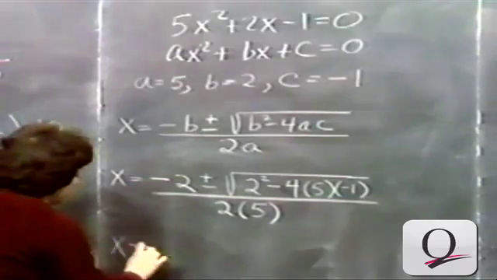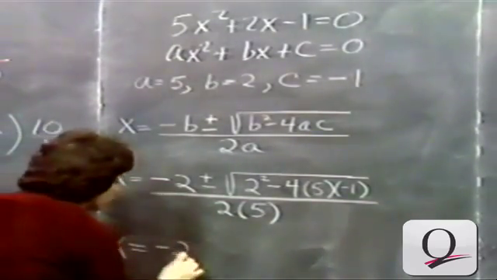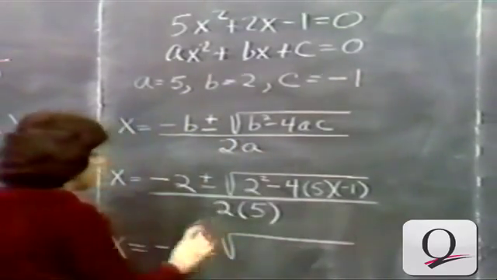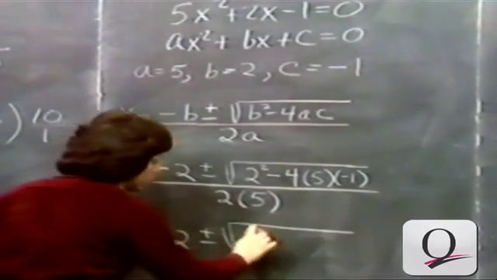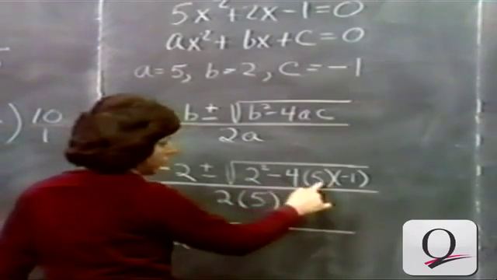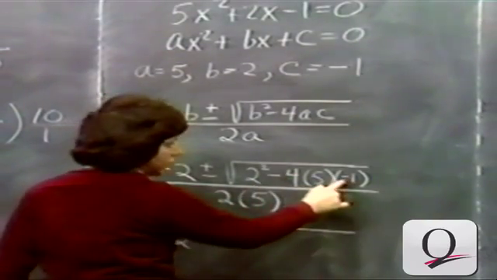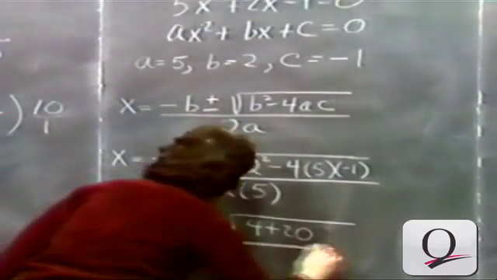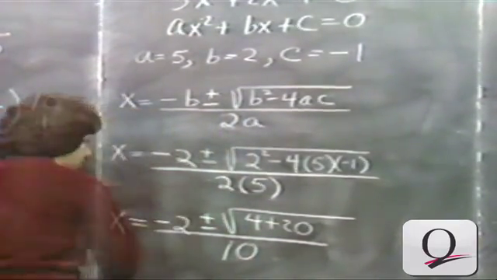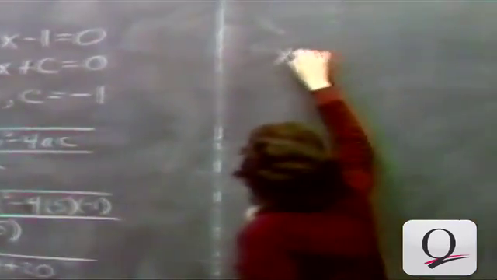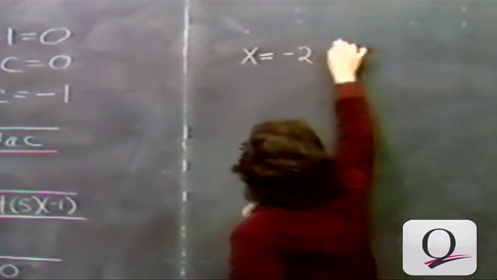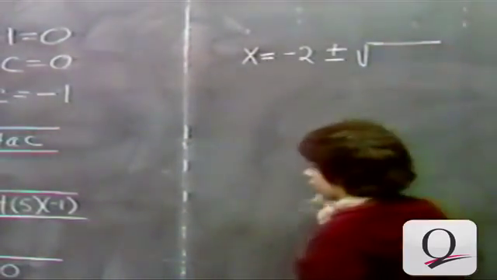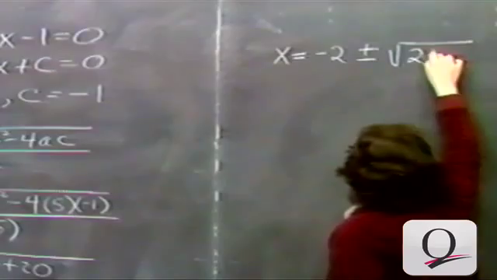So we get x equals minus 2 plus and minus the square root of, now, 2 squared, that's 4, minus 4 times 5, that's minus 20, times minus 1 is plus 20, over 10. So we have x equals minus 2 plus and minus the square root of 4 plus 20, that's 24, over 10.